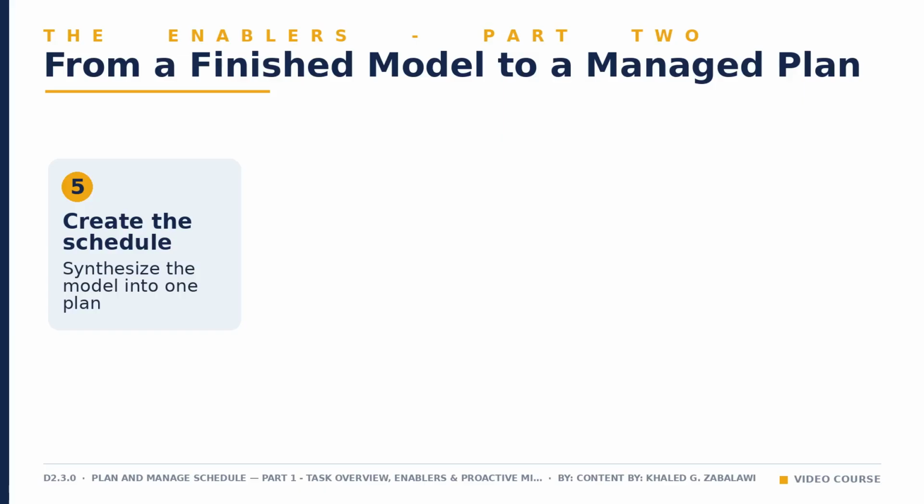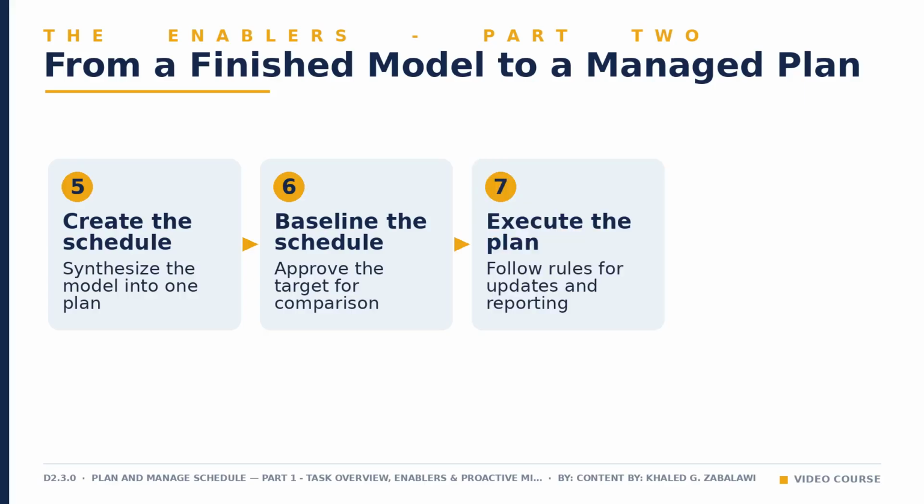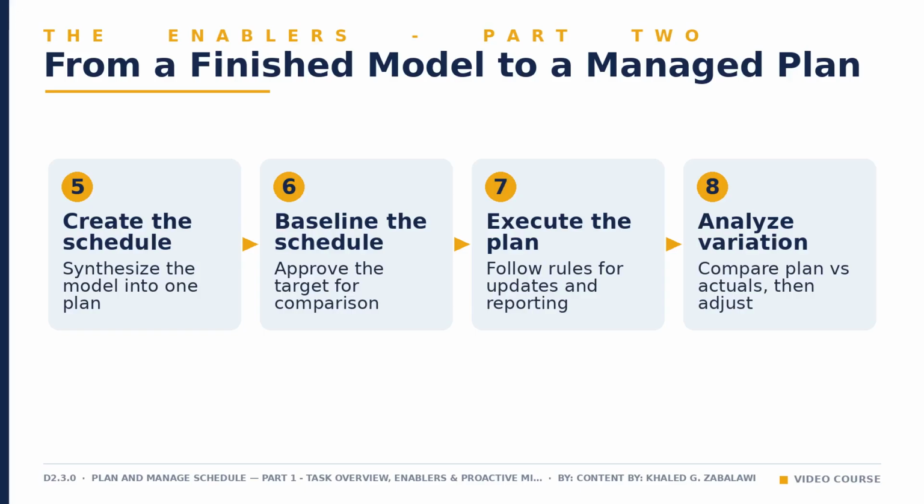This is the moment scattered inputs become a single, shareable plan showing what happens when, from kickoff to closeout. Sixth, baseline a project schedule, securing formal approval of the target dates. Once baselined, this becomes the fixed reference point every future status report and variance calculation gets measured against. Seventh, execute a schedule management plan, following the agreed rules for how often you update status, how you track progress, and the thresholds that trigger escalation to your sponsor. Eighth, analyze schedule variation.